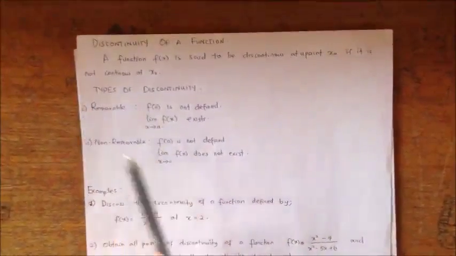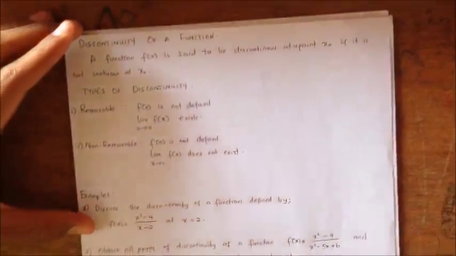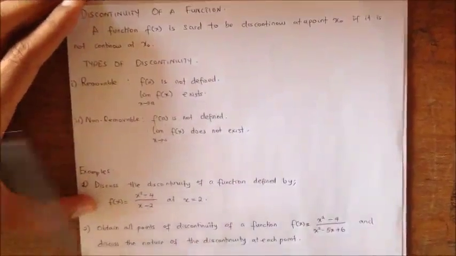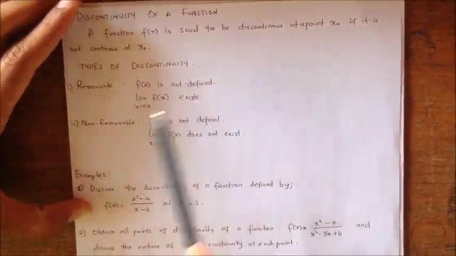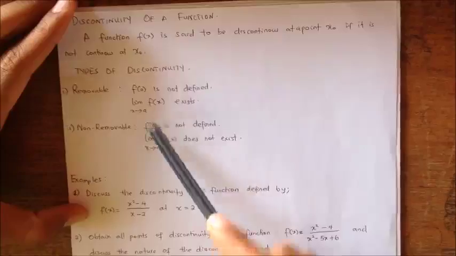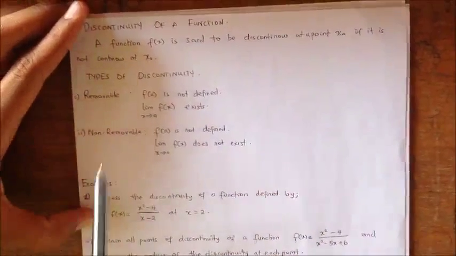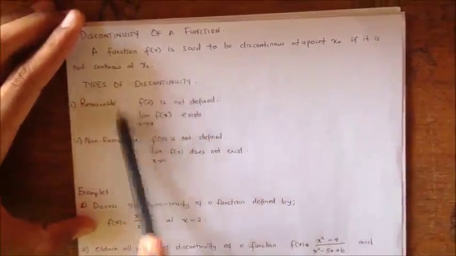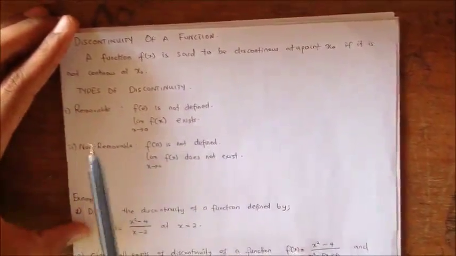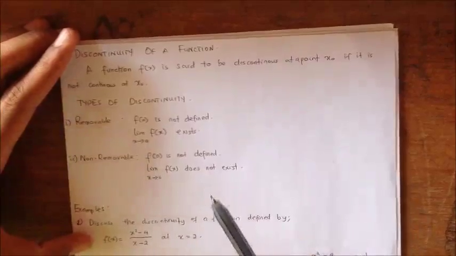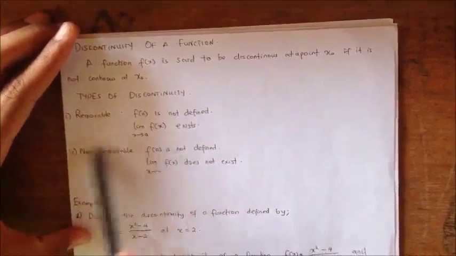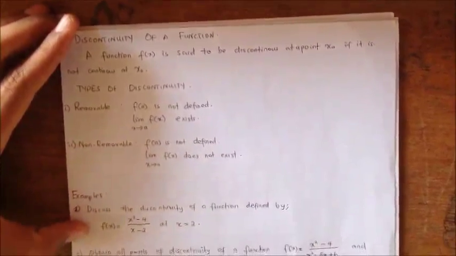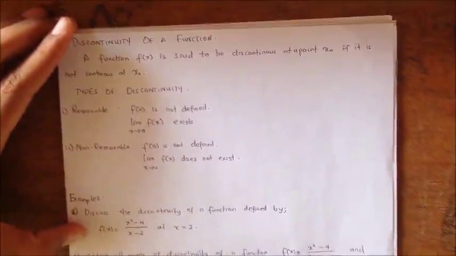We have removable discontinuity. For a function to have removable discontinuity, f of a will not be defined. You remember we talked about conditions. f of a must be defined, the limit as x tends to a must exist, and the limit must be equal to f of a if it's continuous. So for discontinuous, f of a is not defined. You can see quite simply it's not continuous, but this discontinuity can be removed. Then for the second, non-removable, f of a is not defined and the limit does not exist. So this is just quite simply discontinuous and there's nothing we can do about it, at least at this level.